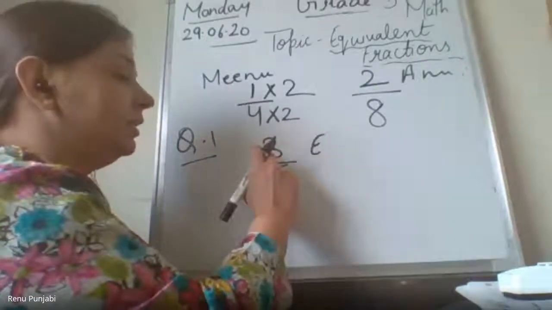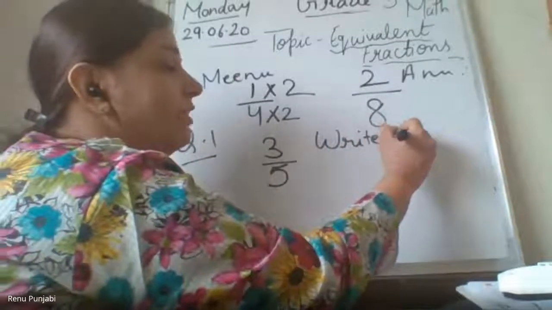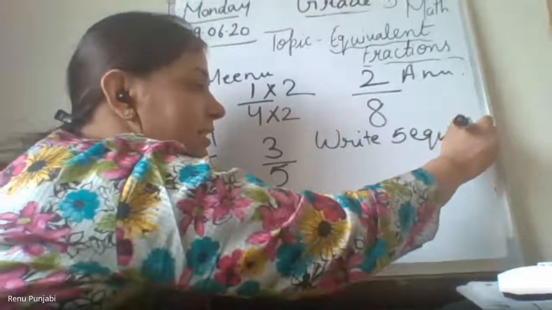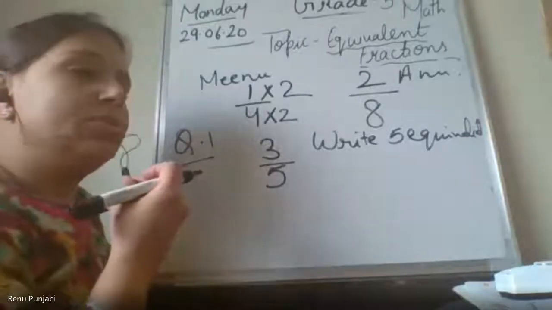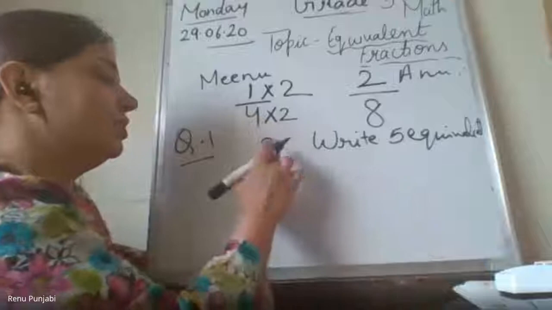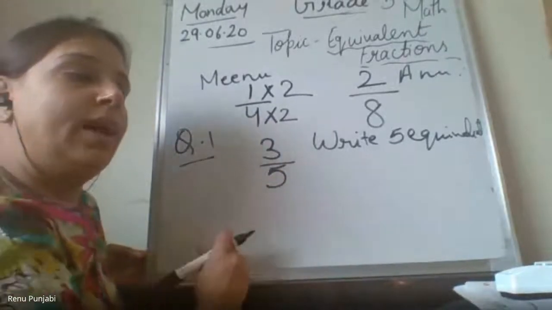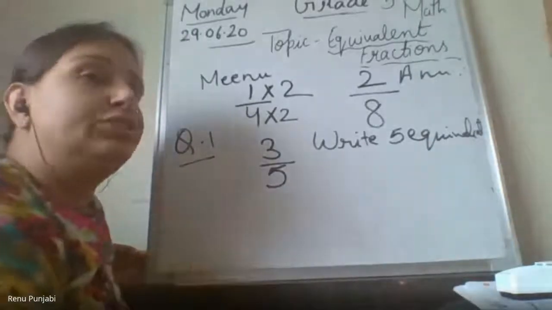3 upon 5. Write 5 equivalent fractions, the value of the fraction should be the same. No, I will send you the worksheet based on the topic. So 3 upon 5 is your fraction, and you have to write 5 more equivalent fractions, where the value of the fraction should be the same.